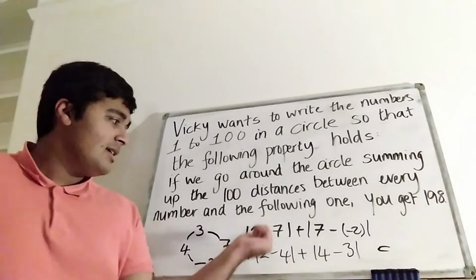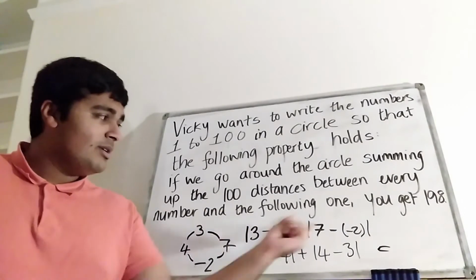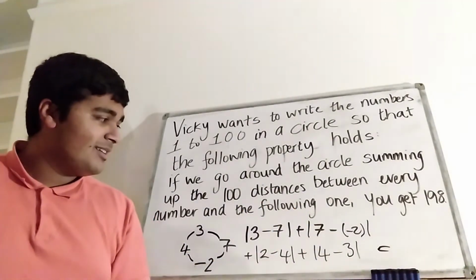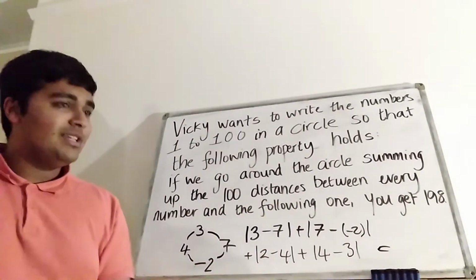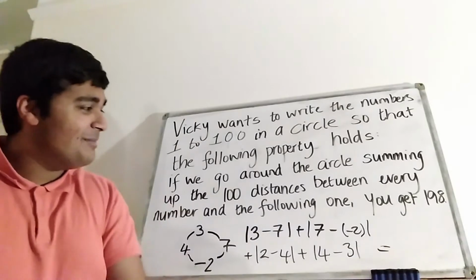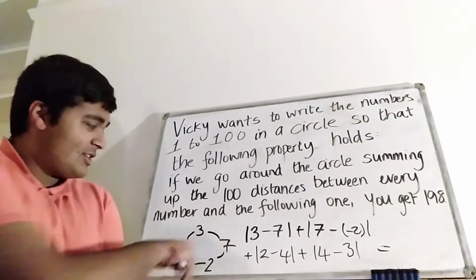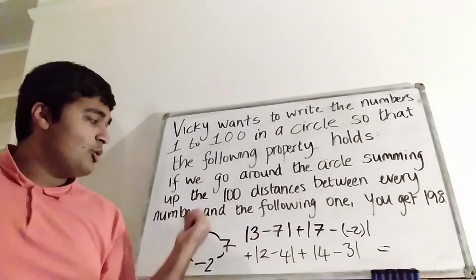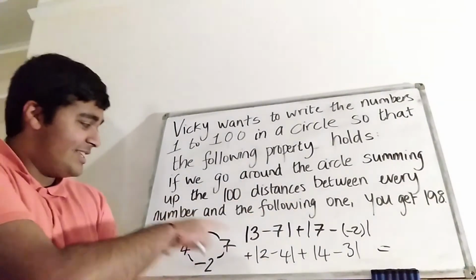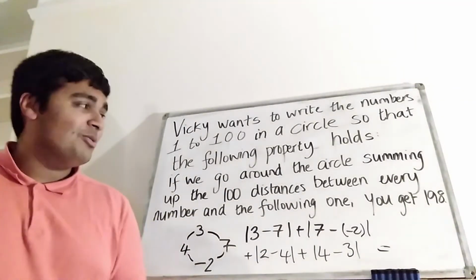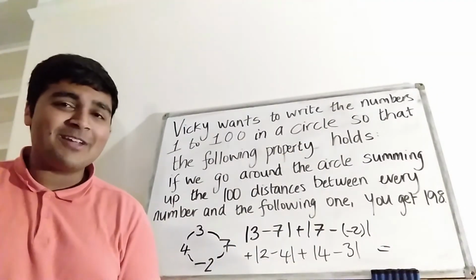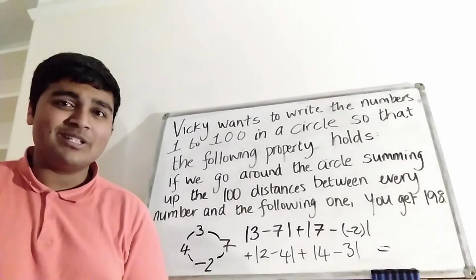So 3 minus 7 is minus 4, but the magnitude of that is 4. 7 minus 2 is 9, so 4 plus 9 plus 2 plus 1. That's 13 plus 2 plus 1, which is 16. I hope I haven't embarrassed myself with a basic arithmetic error, but that's just to explain this property. Of course we've got 100 numbers, and we want to know how many different ways there are of writing the numbers around the circle with this property. If you want to have a go at this problem, pause the video now and give it a go for yourself, and I'm going to get stuck into a solution.